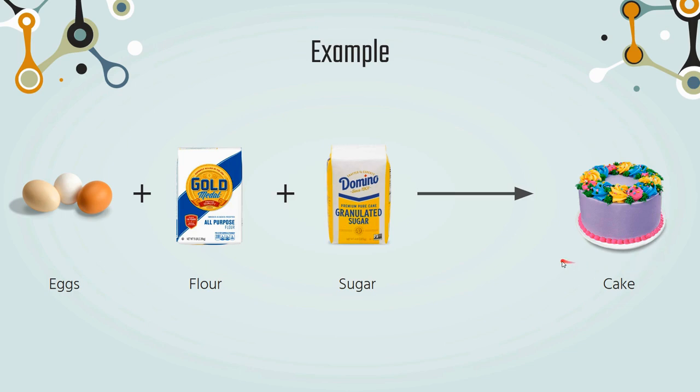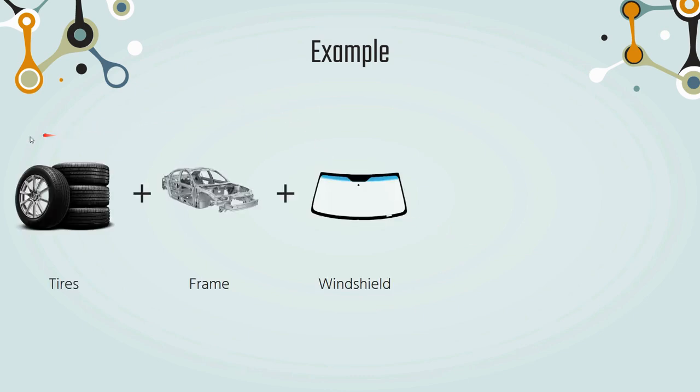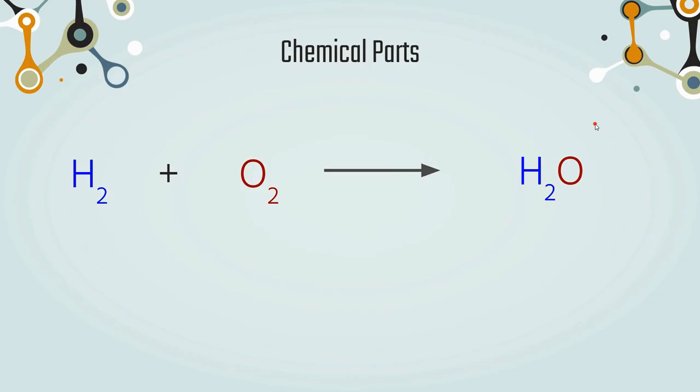But it doesn't have to just be baking or chemistry either. This could really work for a lot of different things. Let's say you wanted to make a car. You would say that you need tires, a frame, a windshield, probably a few other things like an engine. And these objects are becoming, shown with this arrow, a car. All chemical reactions are going to be laid out this way.